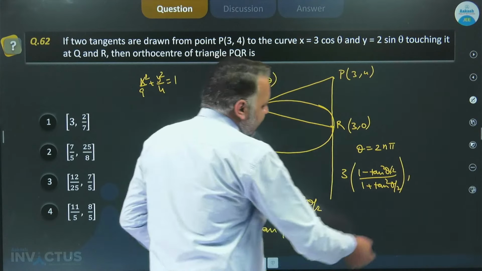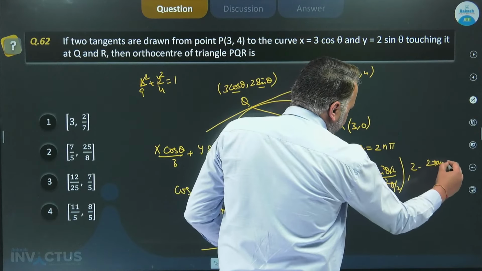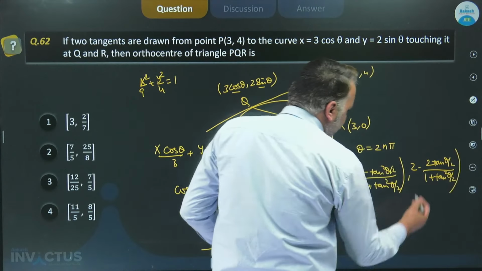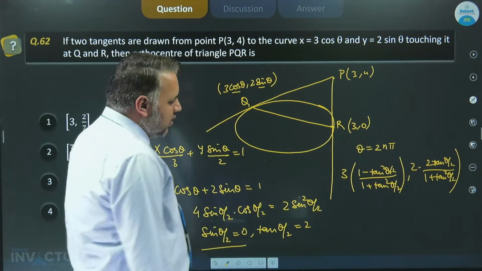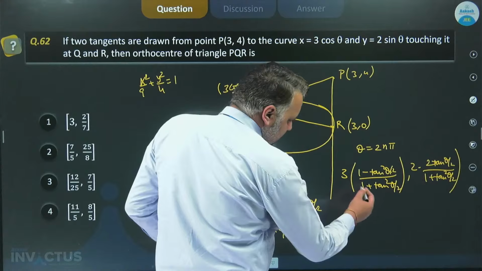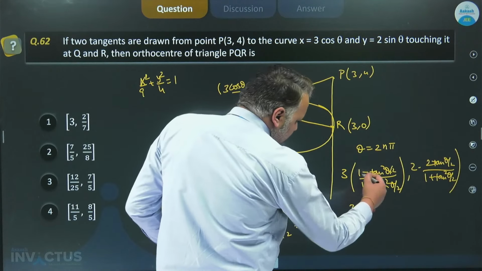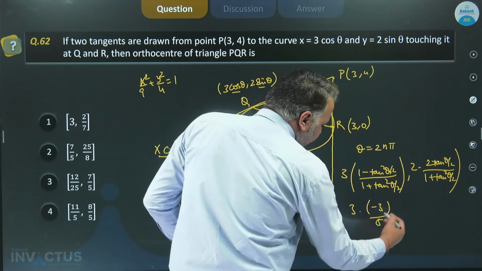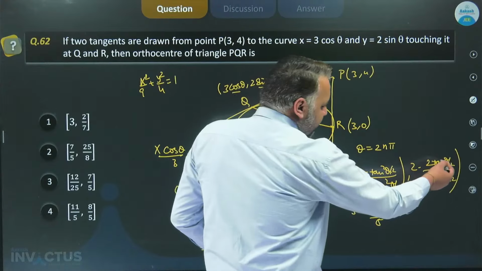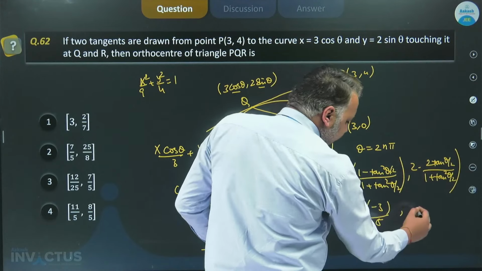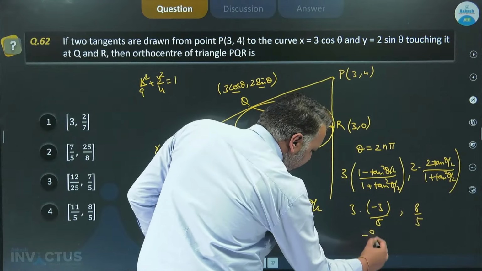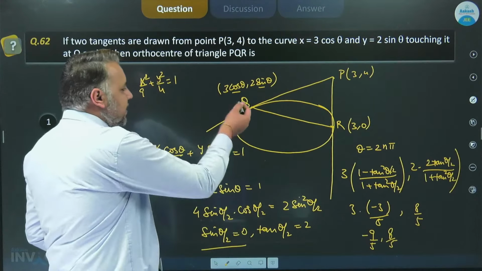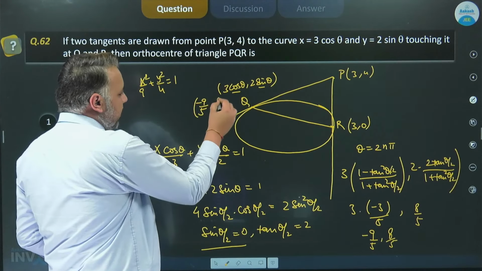Similarly, sin theta can be written as 2 tan theta by 2 divided by 1 plus tan square theta by 2. Now replacing the value of tan theta by 2 as 2, you will get this point will be 3 into 1 minus 4, that means minus 3 divided by 1 plus 4, that is 5, comma, tan theta by 2 is 2, so this will be 8 divided by 5. So minus 9 by 5, comma 8 by 5. So the second point of contact is minus 9 by 5, comma 8 by 5.